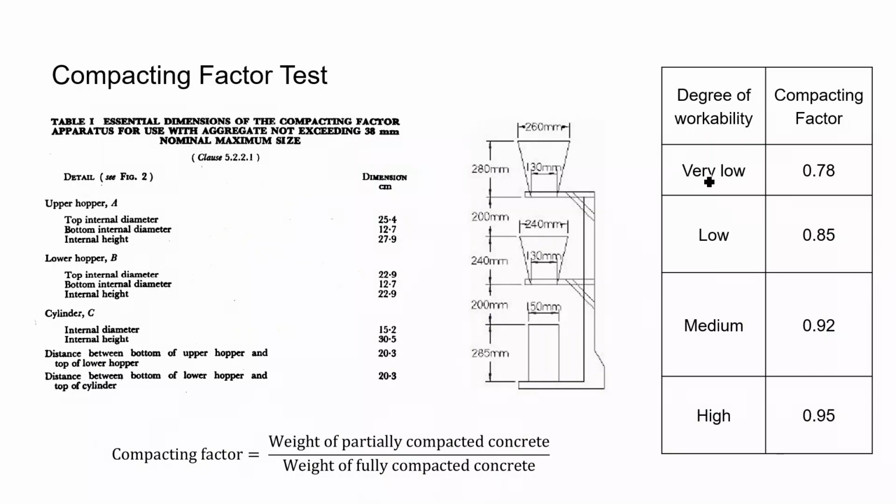So, based on that value, the degree of workability is defined. So, for very low, the compacting factor is 0.78. For 0.85, the degree of workability is low. For 0.92, the degree of workability is medium, and for 0.95, the degree of workability is high.